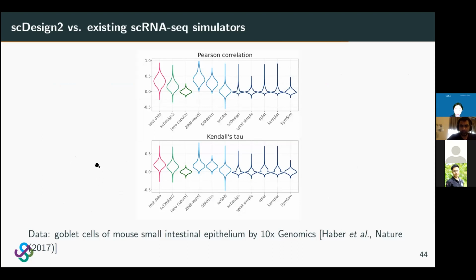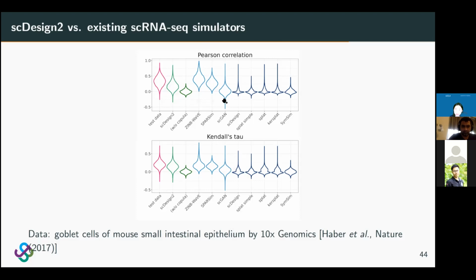And that's why we're motivated to improve it as scDesign2. So just for comparison, we also can have scDesign2 without a copula component. So we don't use copula to capture gene correlations, but just the marginal distribution. And we see that we cannot capture Pearson correlation or Kendall's tau at all. So this violin plot shows the distribution of Kendall's tau across gene pairs in real data.